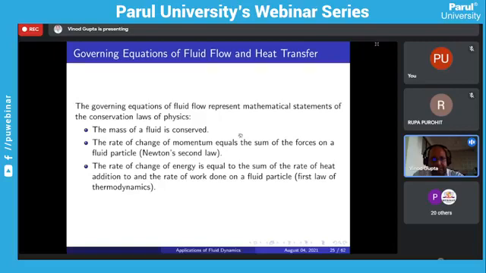So these are the basic laws which work in fluid dynamics. If there is any fluid flow, then the fluid must obey these three rules, right? If there is any other solute concentration, then there will be one more rule for the solute concentration.